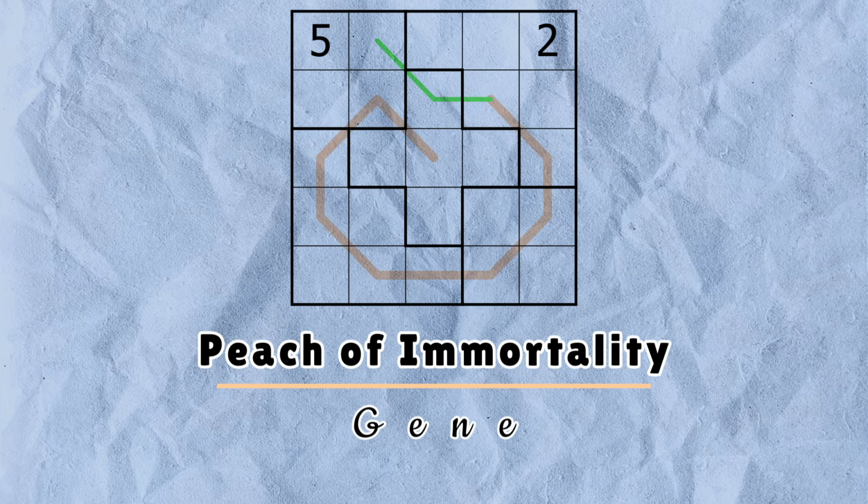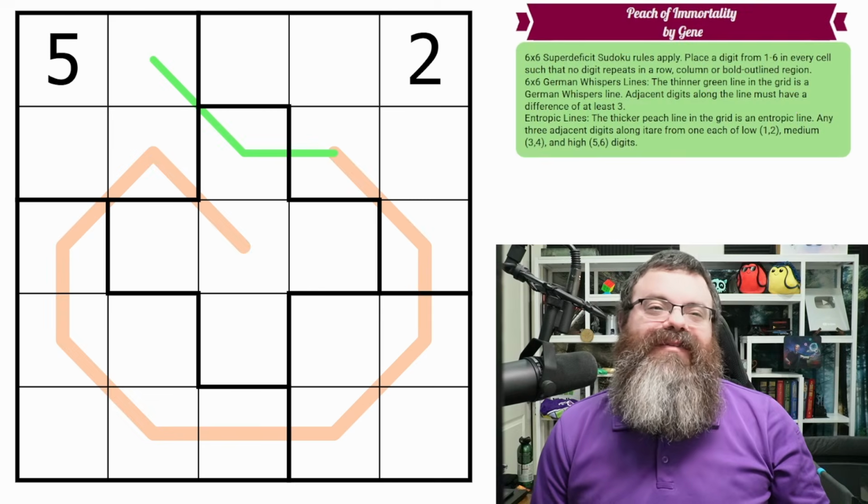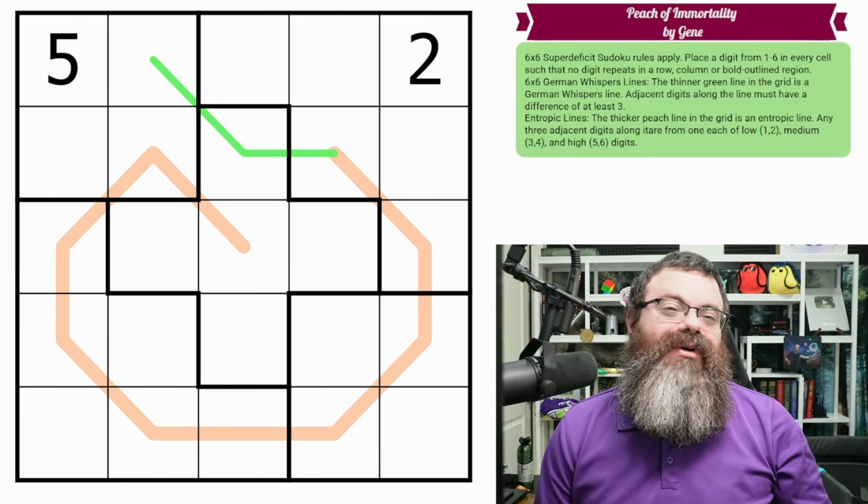Hello, let's continue our Sudoku adventure with Peach of Immortality by Jean. So we have 6x6 super deficit Sudoku rules.